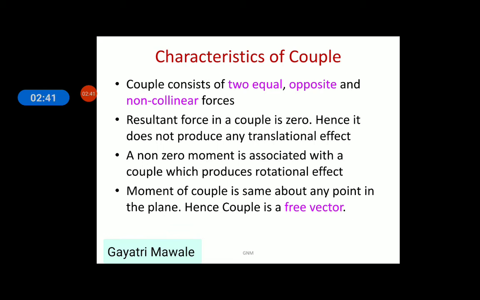A non-zero moment is associated with a couple which produces rotational effect. That means couple do not cause any translational effect, but it causes rotational effect on the object. Moment of couple is same about any point in the plane. Hence, couple is also called as a free vector.